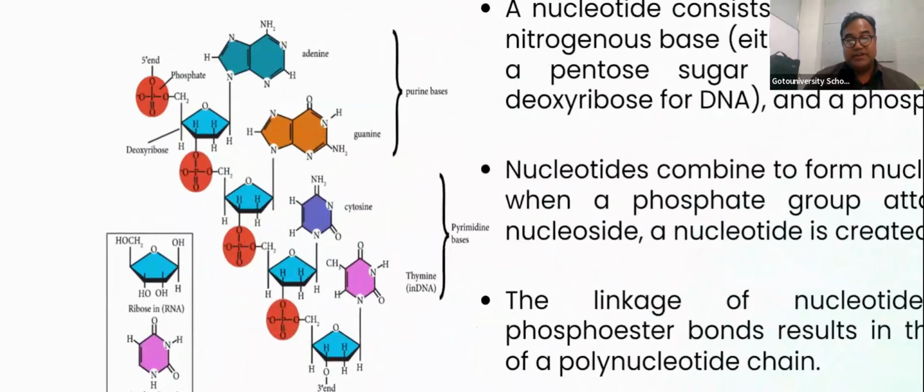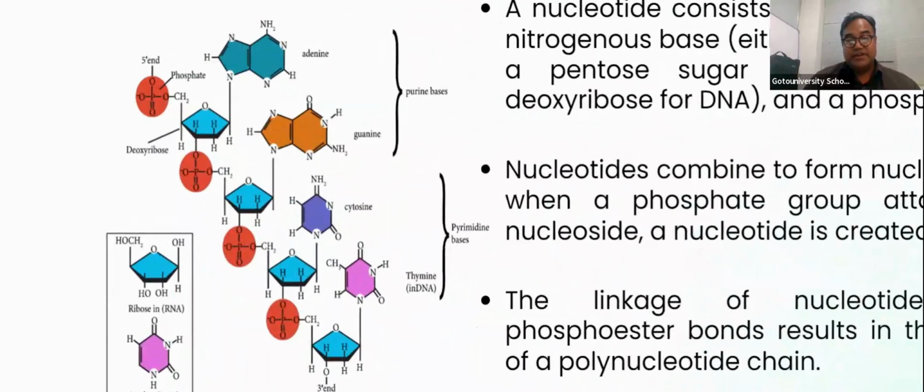Now the nucleotide is totally different from the nucleoside. Be very careful. The nucleoside does not have the phosphoric acid or phosphate, whereas the nucleotide has phosphoric acid. The nucleotide linkage through phosphodiester bond results in the formation of the polynucleotide chain. A polynucleotide chain indicates that one nucleotide is interconnected with the other nucleotide. So what we need to understand is that one nucleotide is connected with the other nucleotide because of the phosphodiester bond.